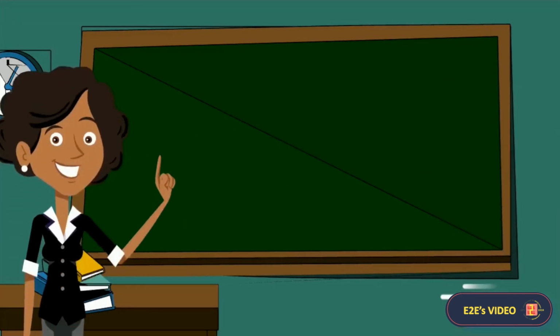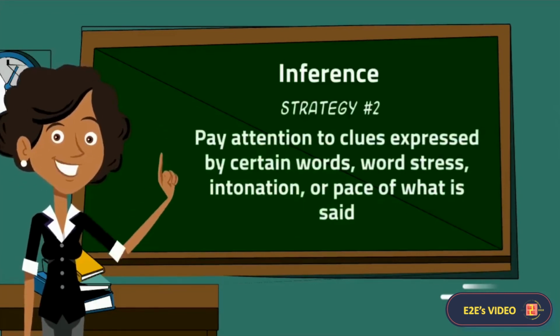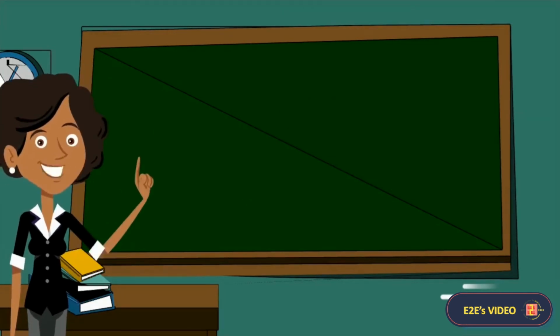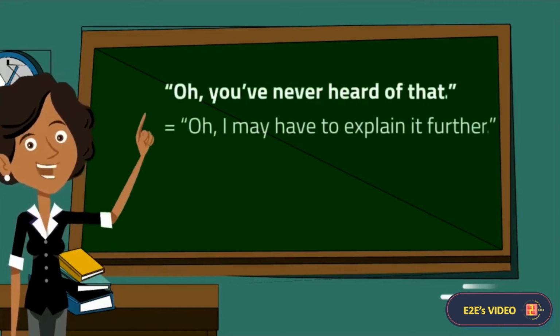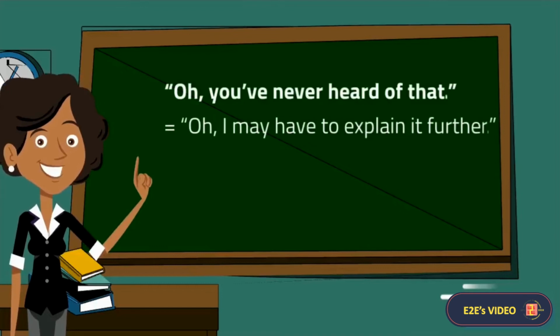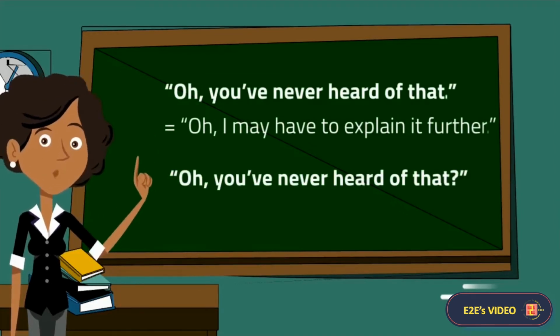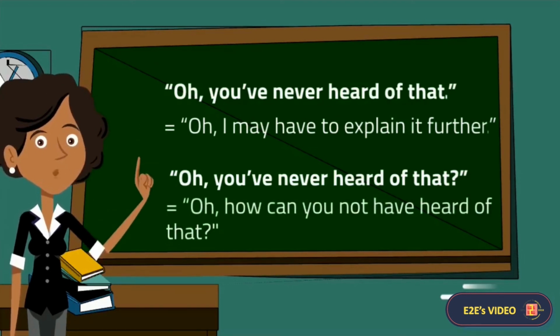Clues expressed by certain words, word stress, intonation, or pace of what is said, again, plays an important role in helping you find the hidden information. For example, if the tone goes, "Oh, you've never heard of that," it means, oh, so I may need to explain more than I thought. But if it goes, "Oh, you have never heard of that," it expresses that I'm surprised that you have never heard of that.